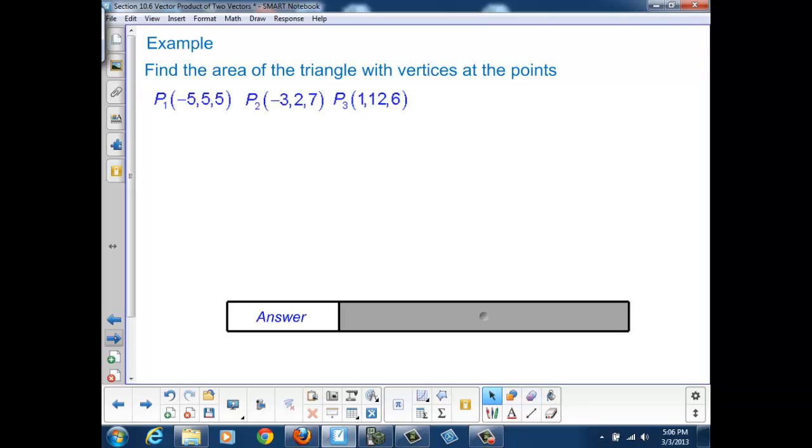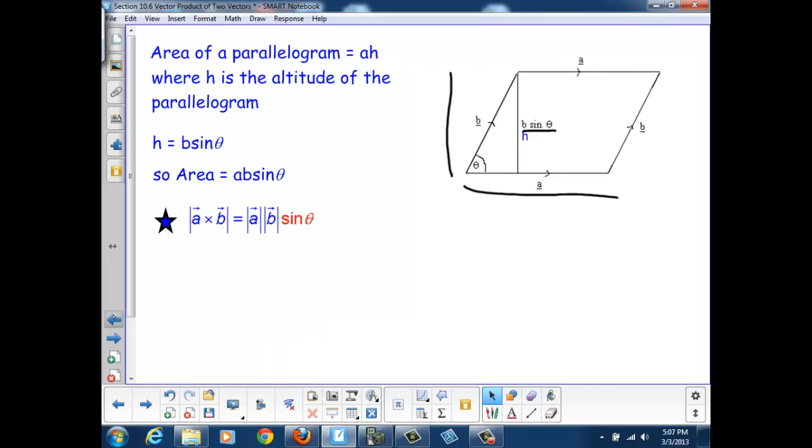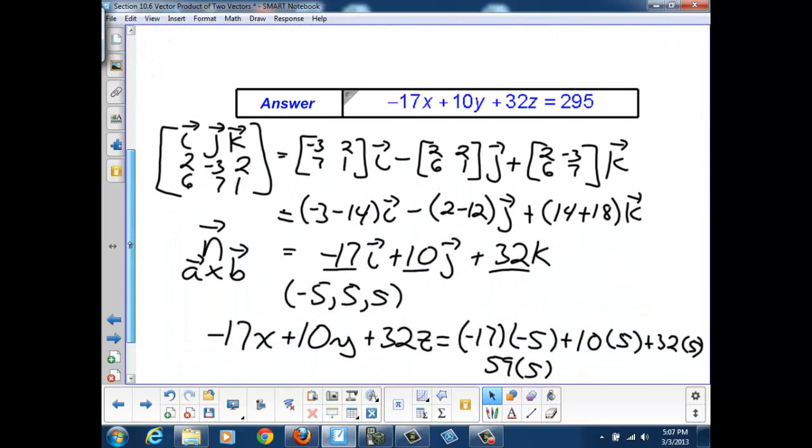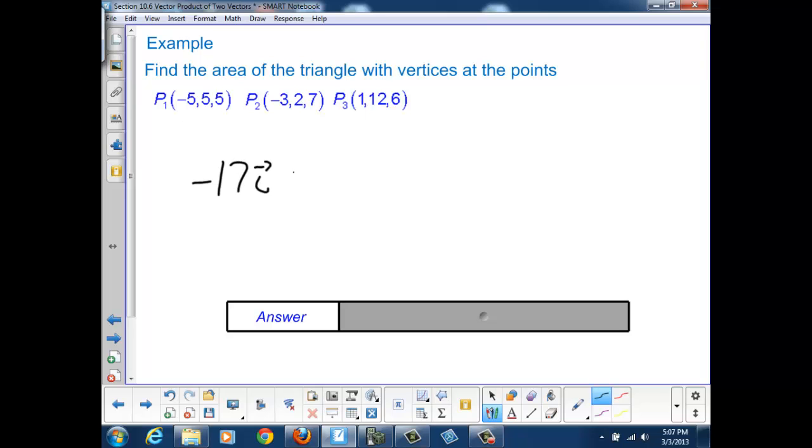Here's a way we could use that information. Now, to find the area of the triangle with vertices at these 3 points, which are the 3 points we used in the previous example, we just need to calculate the magnitude of our original cross product. If we go back, we can see that our cross product was negative 17i plus 10j plus 32k.